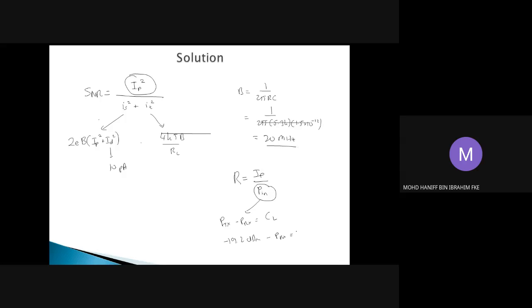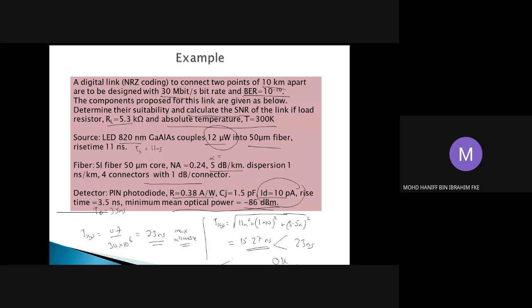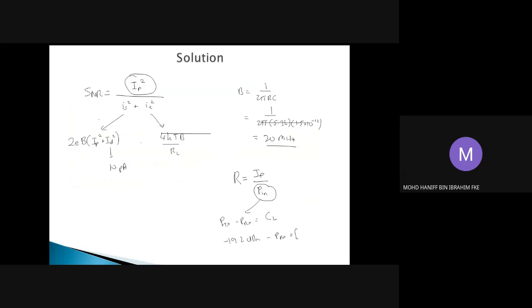Channel loss consists of, let me refer back to the previous slide. It is 5 dB per kilometer, 10 kilometer length, and the loss of 4 connectors. So the channel loss value will be 5 dB per kilometer times 10 of length, plus 4 connectors times 1 dB. So that should be equal to 54. So negative 19.2 minus 54 shall be equal to the PRX.